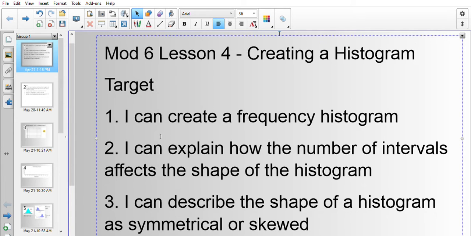Our target for today is I can create a frequency histogram. I can explain how the number of intervals affect the shape of the histogram. And I can describe the shape of a histogram as symmetrical or skewed. And we will go over in just a second what those terms mean.